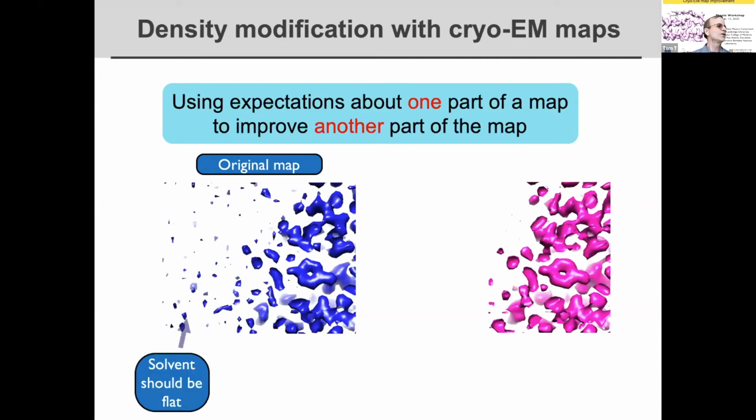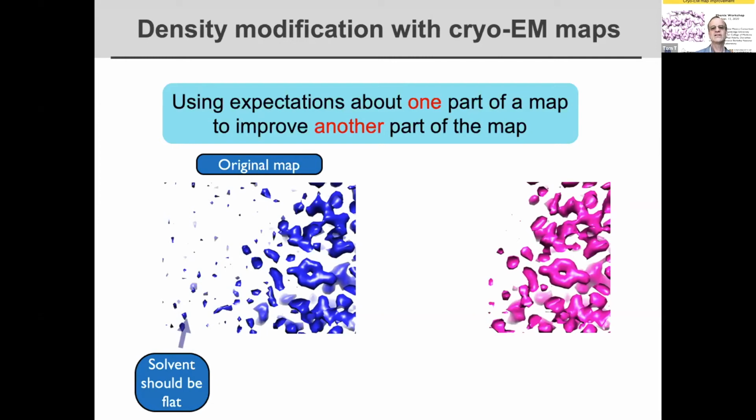Maybe our original map looks like the one on the left, and that actually is this map we're looking at. But we know that the map should be flat. But in fact, in the solvent region, there's noise. So we know that that's not right.